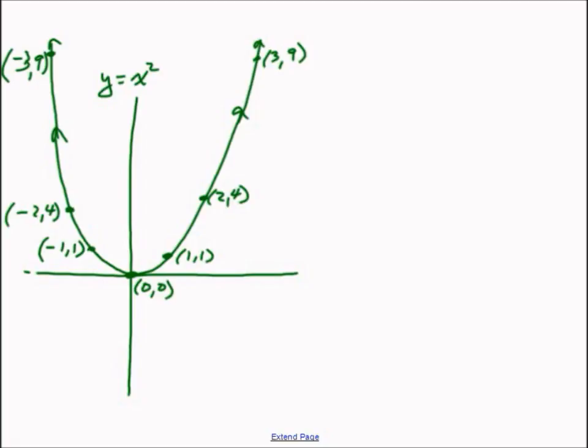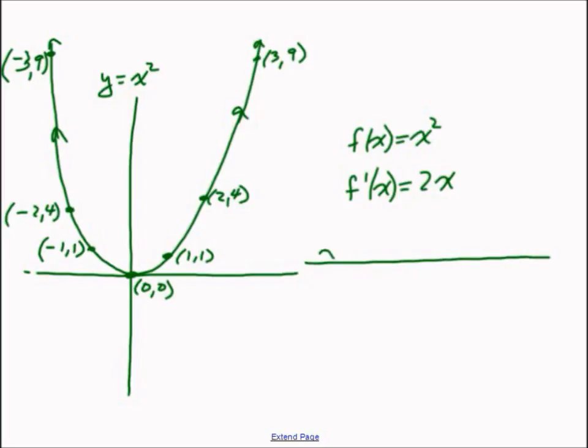Okay, so our function is x squared. We now know how to calculate the derivative of that function. It is 2x. What this actually means is, we can draw a little table here. I'll represent x and f of x, which is our y value. So this would be our ordered pairs here.